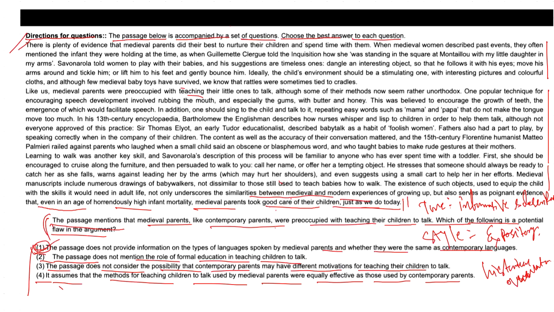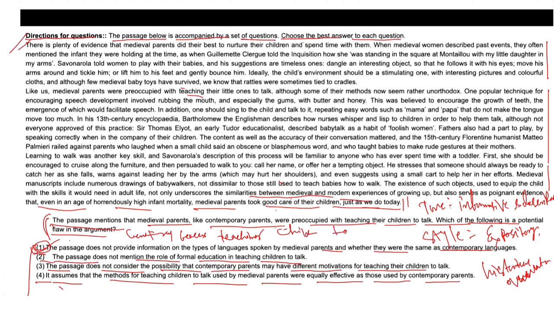correctly pointing out that the argument's primary flaw is not related to the types of languages spoken by medieval parents, as the central focus is what? Now, the central focus is on the shared preoccupation with teaching children to talk. Teaching children to talk, isn't it?